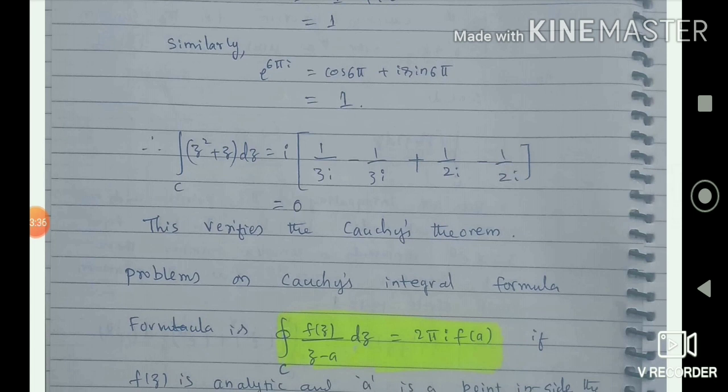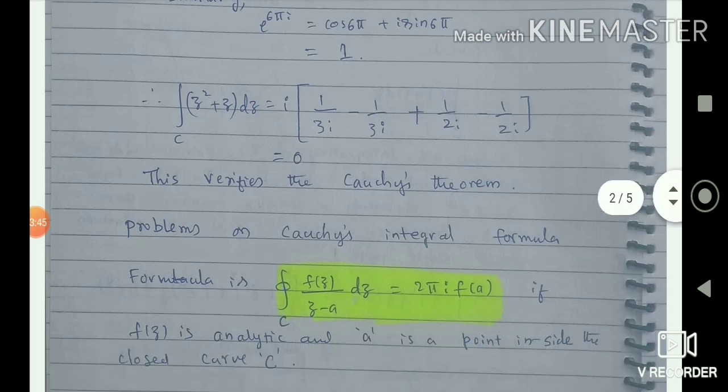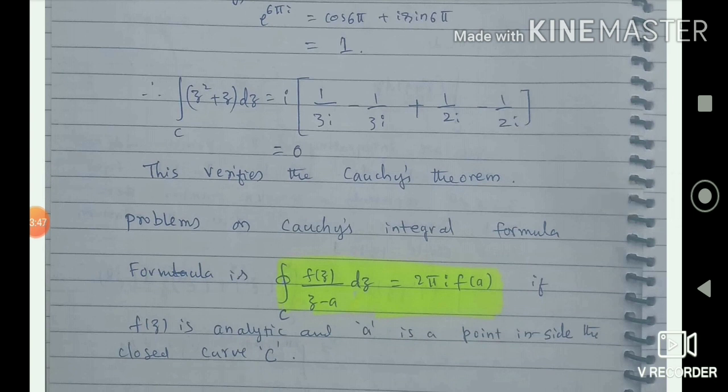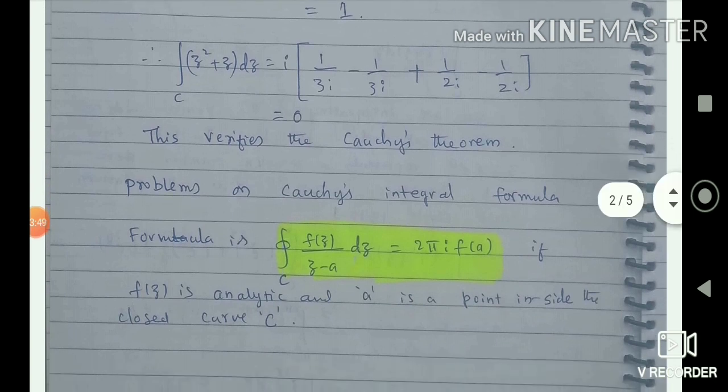So this verifies the Cauchy's theorem that for an analytic function over a closed curve C, the integration of z square plus z dz is 0.